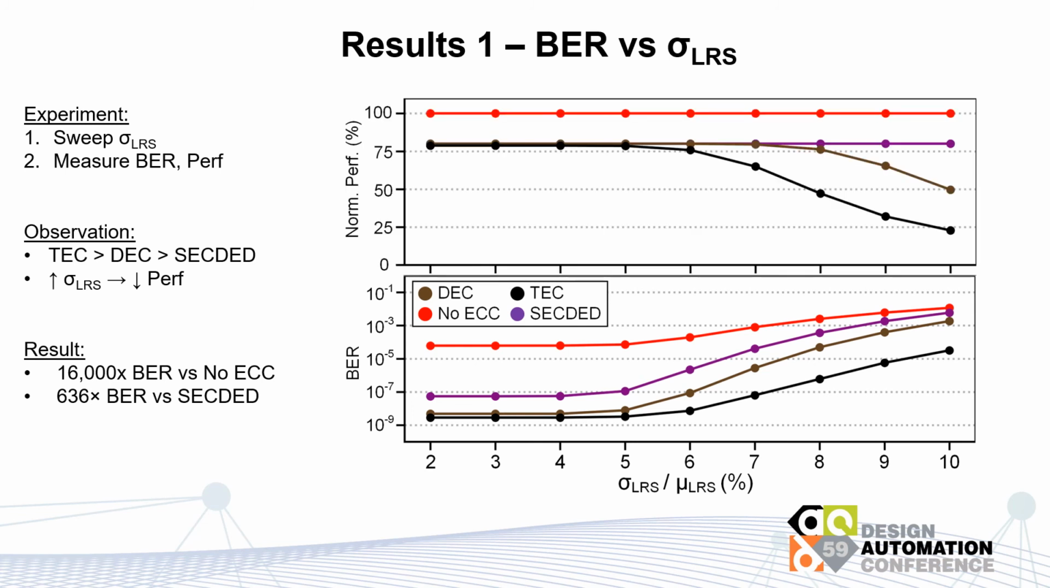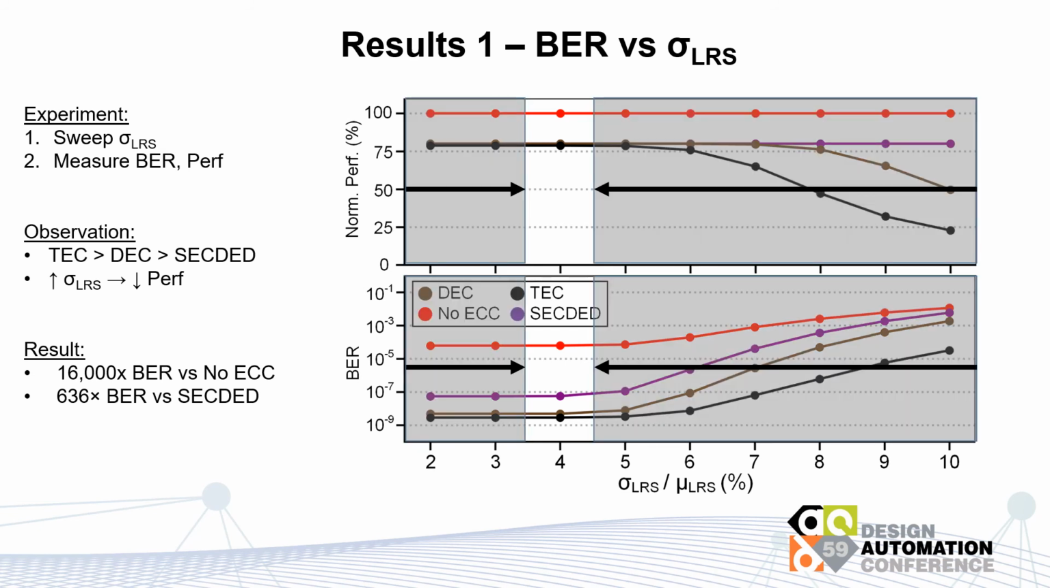Next, I am showing the performance for this simulation in the top figure. We see that performance of double error correction and triple error correction starts out equal to SecDed because they have the same overhead, but then falls off as we increase LRS variation. This is because we spend more time rereading word lines. And this indicates that for some cases it can be disadvantageous to use successive correction. However, at 3.5% device variation, we see a 16,000 times improvement in bit error rate compared to ECC and a 636 times improvement when compared to SecDed with basically the same performance.